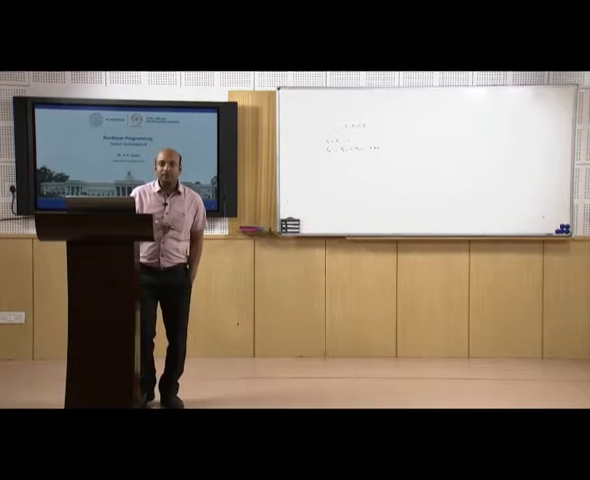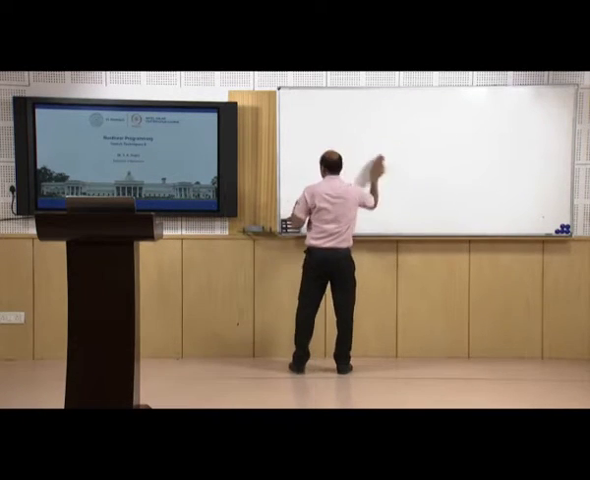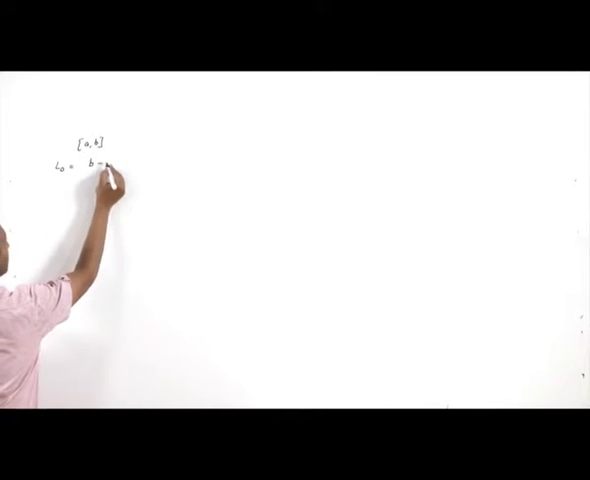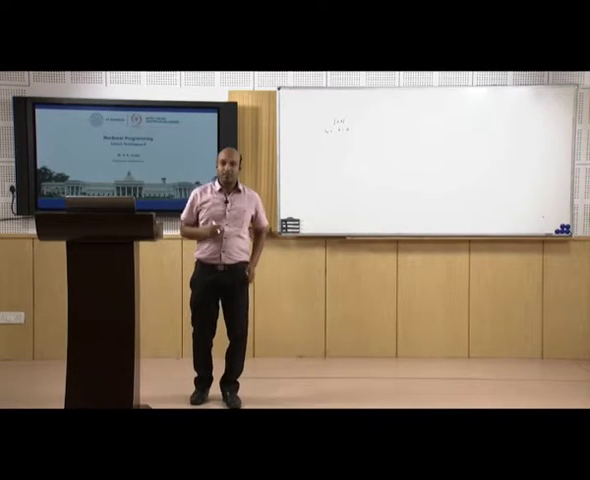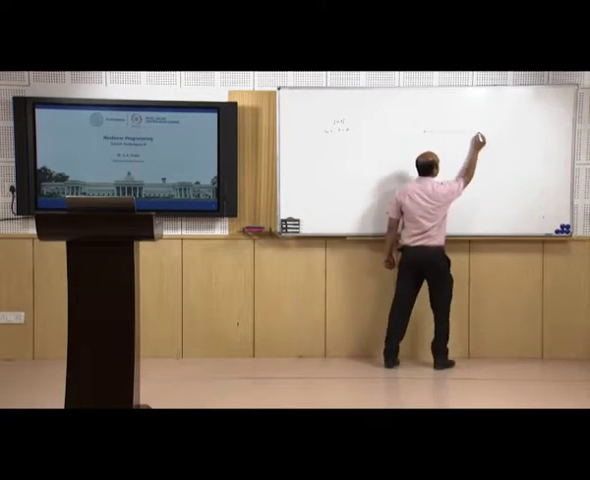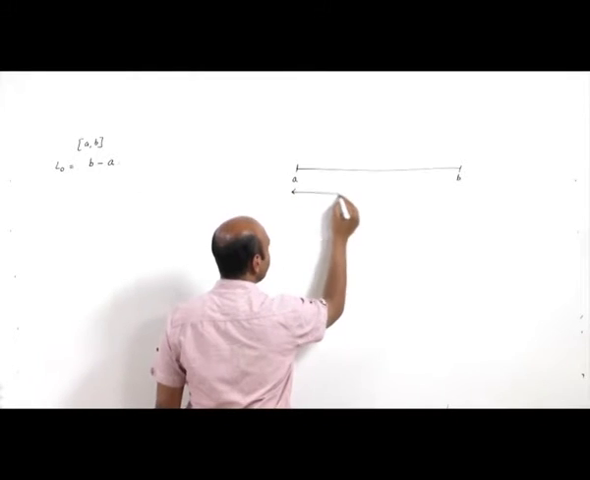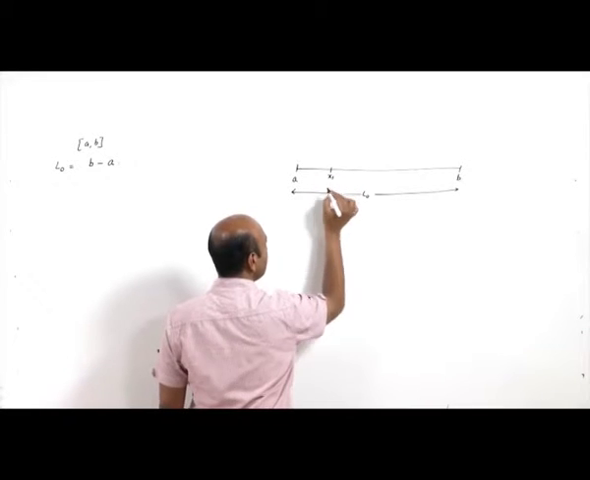Let us suppose we start with a comma b, which is the initial interval of uncertainty. What will be the length of this interval? It is b minus a. Now, we perform two experiments. How do we fix them? You see, we have this interval a to b, and this length is L naught. Now, we place two experiments, x1 here and x2 here.